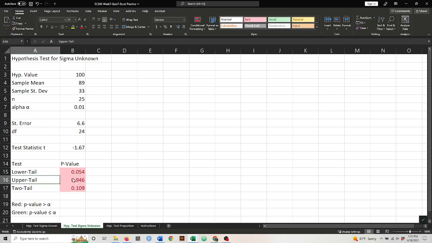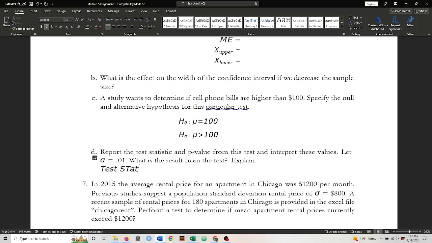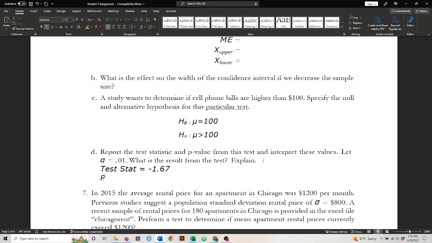At any rate, we're looking for the upper tail here, 0.946 for the upper tail test, and minus 1.67 is our test statistic. So here we're going to put our test stat, and then the p-value was 0.946. It's actually really quite big.